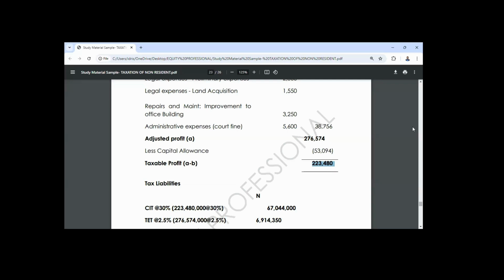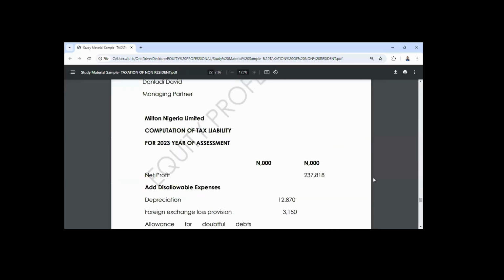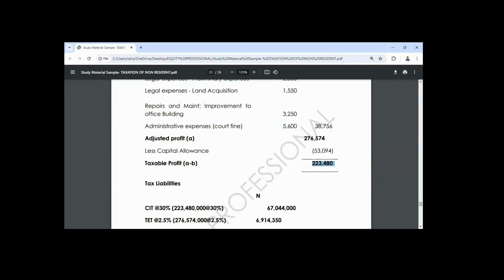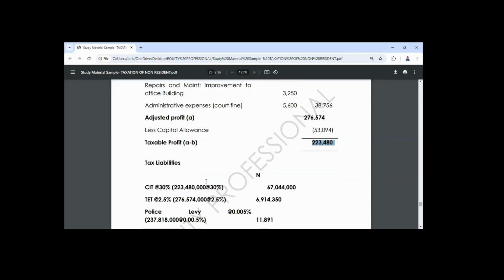In this case, I use 2.5% because the year of assessment is 2023. As at then, it was 2.5%. Some are of the opinion that it is 3%. It depends on what will be given to you in the exam. You don't need to argue on this. At the back of your exam, you will be guided whether to use 2.5 or 3%. So your company income tax is 67,044,000, while your education tax is 6,914,350.